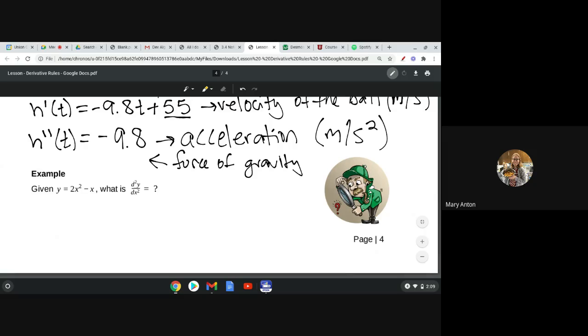All right, how about this last one? y equals 2x squared minus x. What is d2y over dx squared? First you take the first derivative and then you take the second one. So this means second derivative, right? First, let's find the first derivative, dy dx. You tell me. What is it? 4x minus 1.